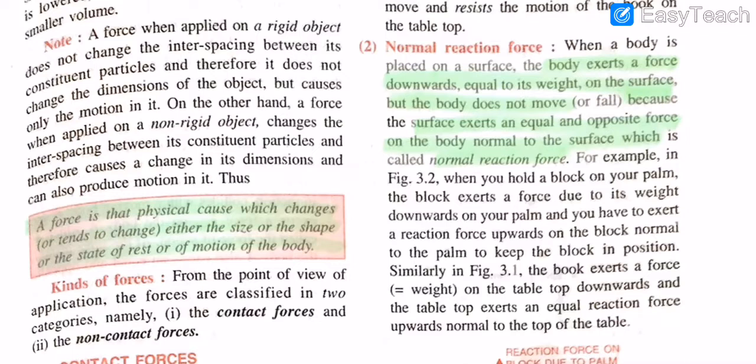When a book placed on a tabletop is pushed to the right, the force of friction acts on the book towards the left. This force comes into play as soon as the book tends to move and resists the motion of the book on the tabletop. So you can almost say they're like battling forces, okay?